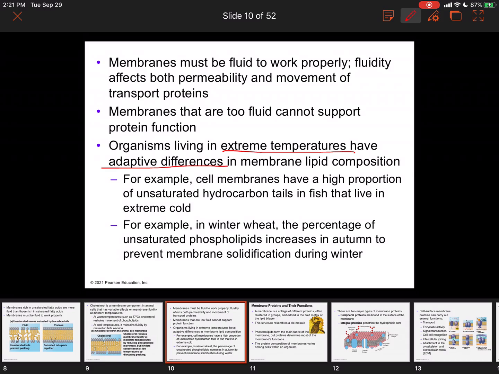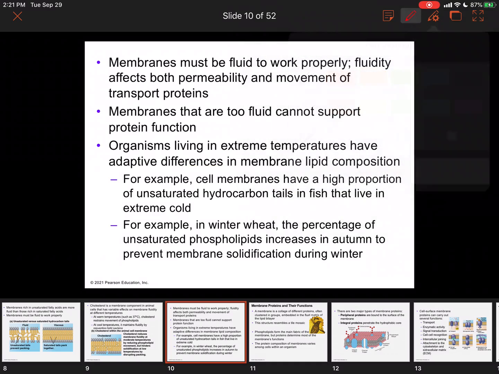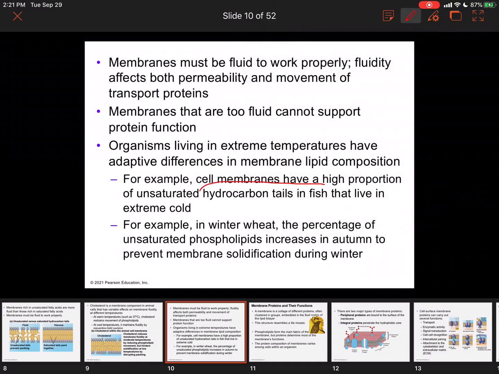One example of that is in the hydrocarbon tails in fish of their cell membranes. The hydrocarbon tails in fish that live in really, really extremely cold environments will have a high portion of those unsaturated fats so that their cell membranes can remain fluid because of those cold temperatures that they live in.